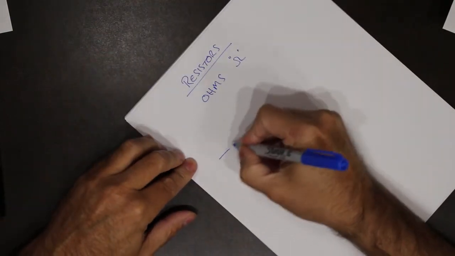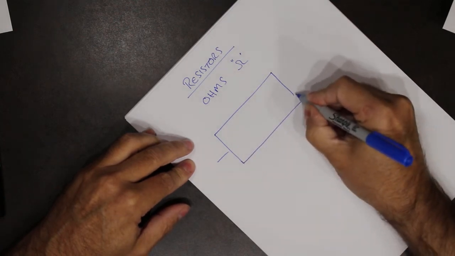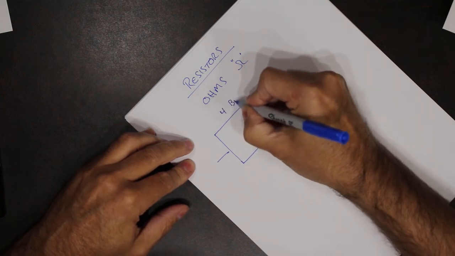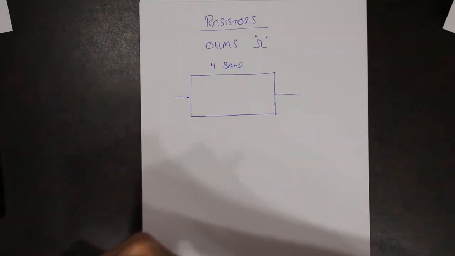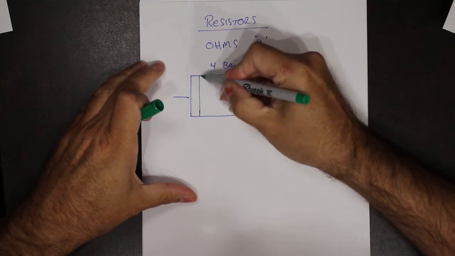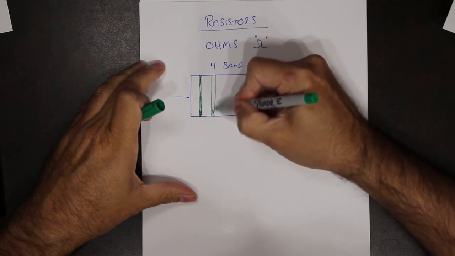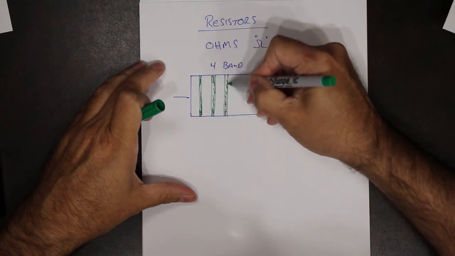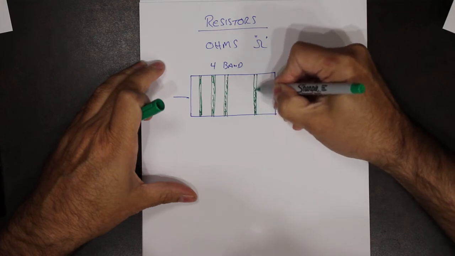So, the first kind of resistor that we have is what's known as a four-band resistor. It has four bands of color. Typically, there are three bands of color that are grouped together. One, two, and three. And then one that's kind of spaced off by itself, which is the fourth.